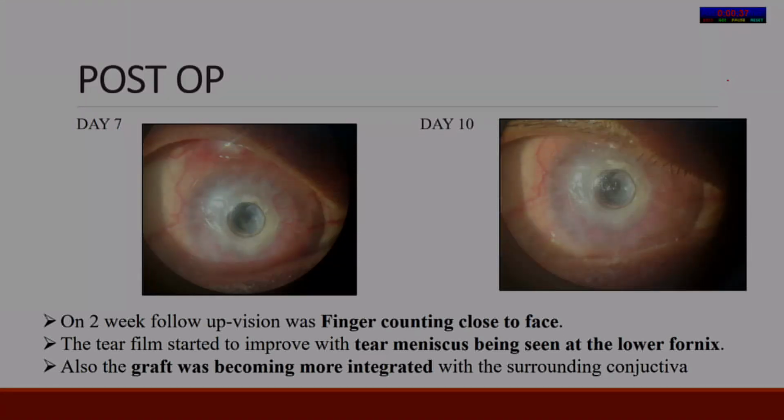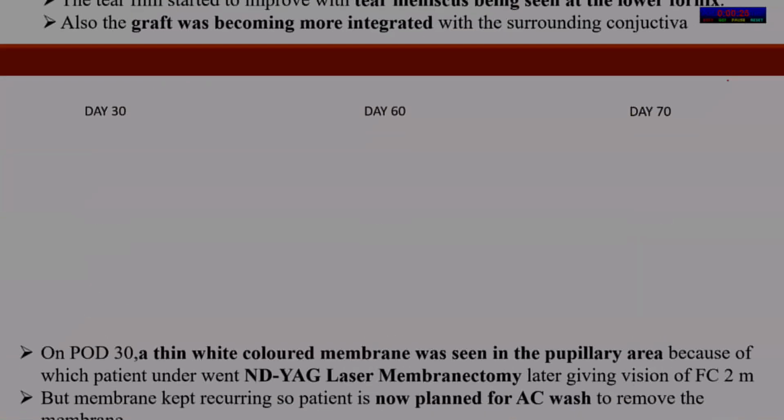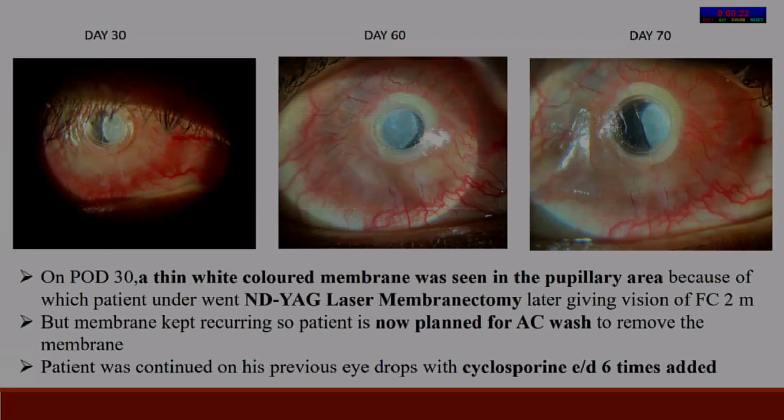On a 2-week follow-up, the vision was finger counting close to face, and the tear film also started to improve, with the tear meniscus being seen at the lower fornix. Also, the graft was becoming more integrated with the surrounding conjunctiva. But on POD 30, we saw a thin white colored membrane in the pupillary area, because of which the patient underwent Nd:YAG laser membranectomy, later giving vision of finger counting 2 meters. But this membrane kept on recurring, so now the patient is being planned for AC wash. Additionally, we have started the patient on cyclosporine eye drops 6 times.